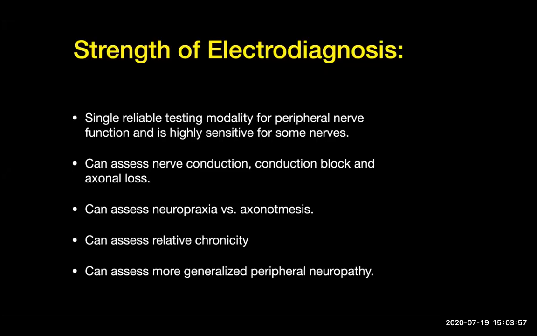Function, very highly sensitive for some nerves. It can assess nerve conduction, it can assess conduction block, and of course, it can assess axonal loss. And it can also differentiate between neuropraxia and axonotmesis. Well, the ultrasound can do that as well, actually, as we will learn later on. It can assess relative chronicity, whether the problem is already chronic or acute, and can also assess more generalized peripheral neuropathy. So these are very important strengths that we need to also know about EMG.